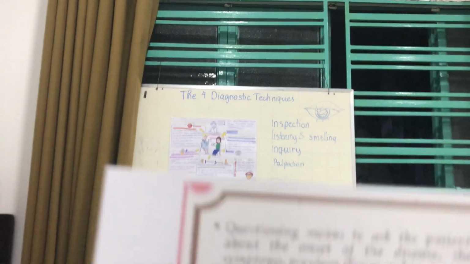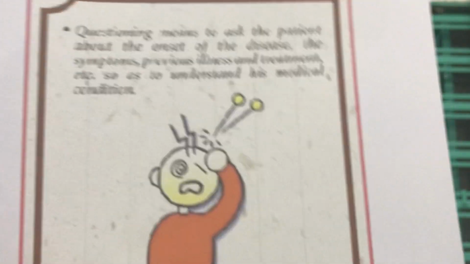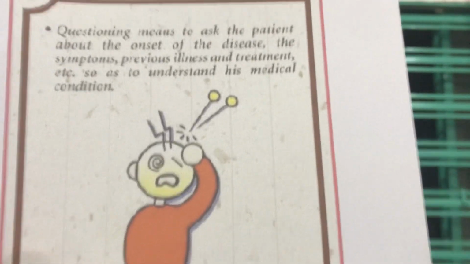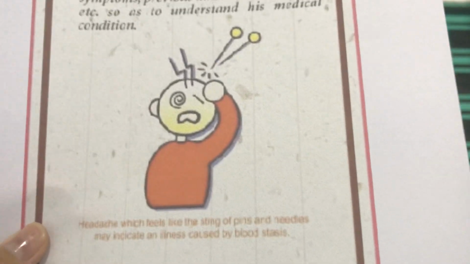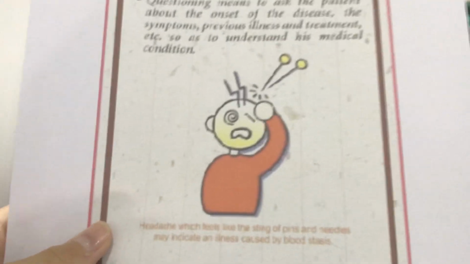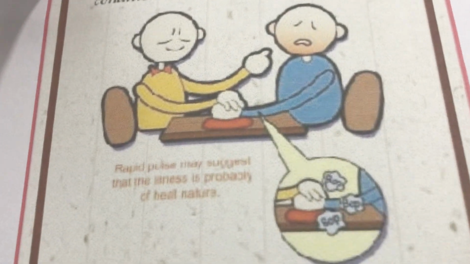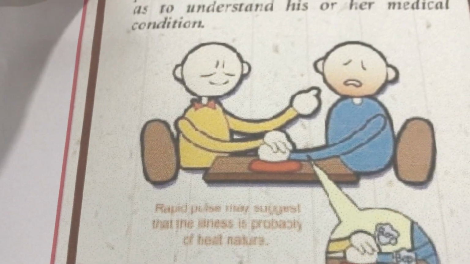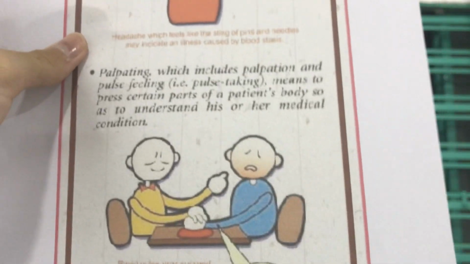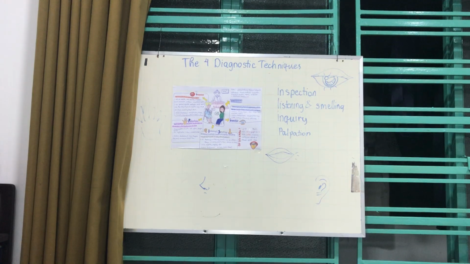Finally, questioning. Questioning means to ask the patient about the onset of the disease, the symptoms, previous illnesses, and treatment. Also the medical history as well. A headache which feels like the sting of pins and needles, I said before, may indicate an illness caused by blood stasis. Palpating, and if you palpate a rapid pulse, may suggest that the illness is probably of heat nature, so it's related to heat. So those are some of the pictures that I want to show you.